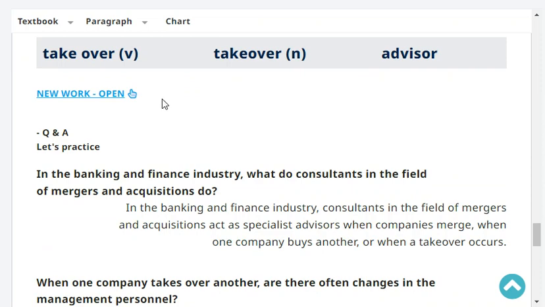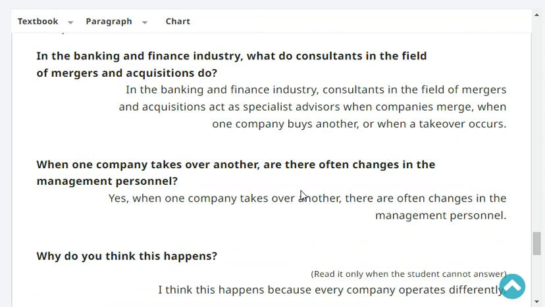In the banking and finance industry, what do consultants in the field of mergers and acquisitions do? In the banking and financial industry, consultants in the field of mergers and acquisitions act as specialist advisors when companies merge, when one company buys another, or when a takeover occurs. Very good.